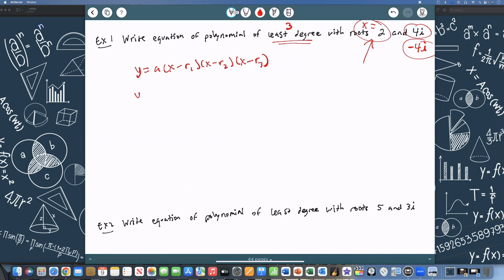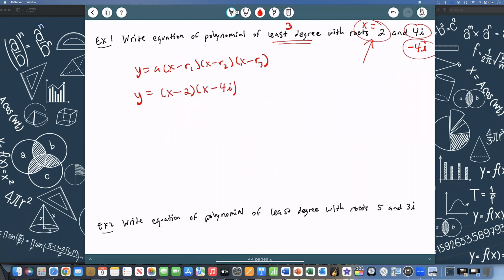Okay, so that's my factored form. It doesn't give me a point it has to pass through, so my a could be anything. So obviously we'll just make it 1 because that's the easiest. You can make it anything, it'll still have these roots. So I'll just leave it as 1 here. So we'll have x minus the first root, which is 2.